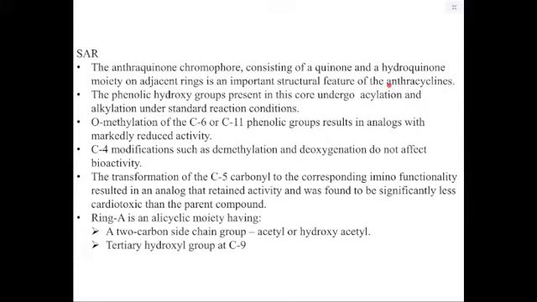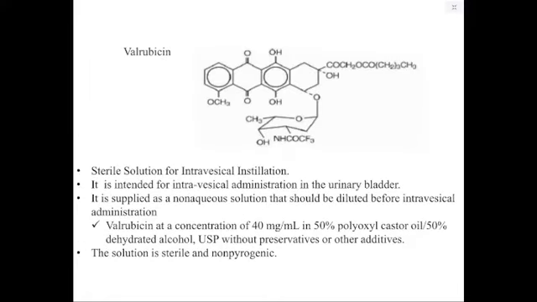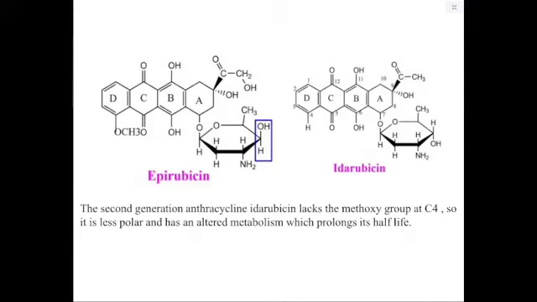The phenolic hydroxyl groups present in this core undergo acylation and alkylation under standard reaction conditions. So we are saying O-methylation. They can undergo acylation and alkylation under standard reaction conditions. O-methylation of carbon 6 or carbon 11 phenolic groups results in analogs with markedly reduced activity. Let us look at position 6 and position 11.